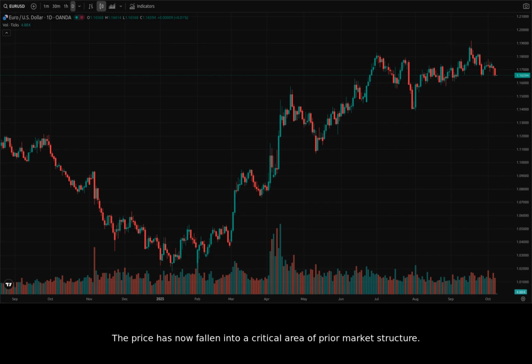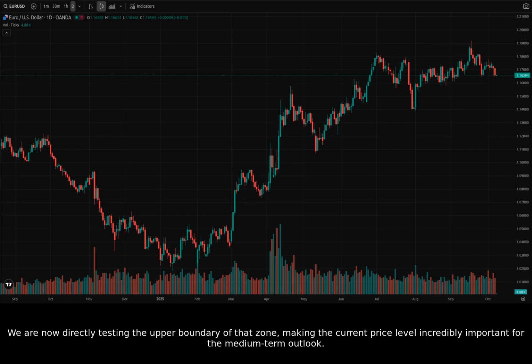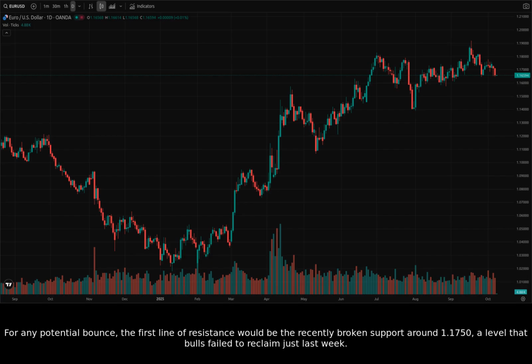The price has now fallen into a critical area of prior market structure. If we look back to the period between June and late July, the zone between 1.1500 and 1.1600 was an area of significant consolidation and support. We are now directly testing the upper boundary of that zone, making the current price level incredibly important for the medium-term outlook. For any potential bounce, the first line of resistance would be the recently broken support around 1.1750, a level that bulls failed to reclaim just last week.